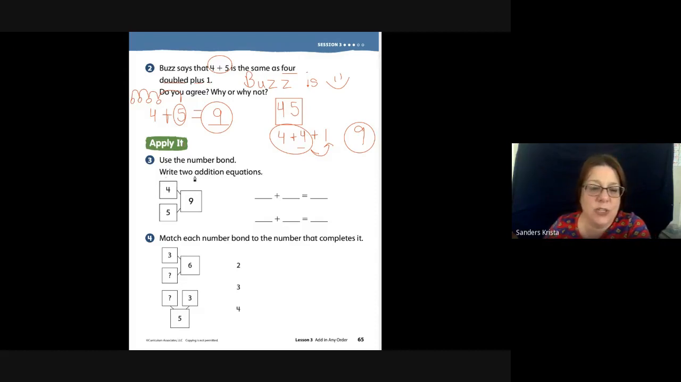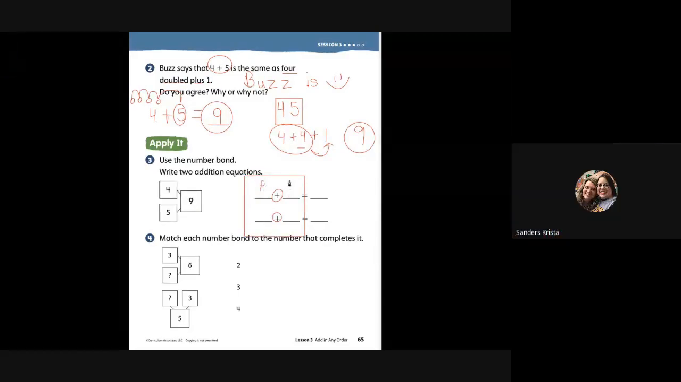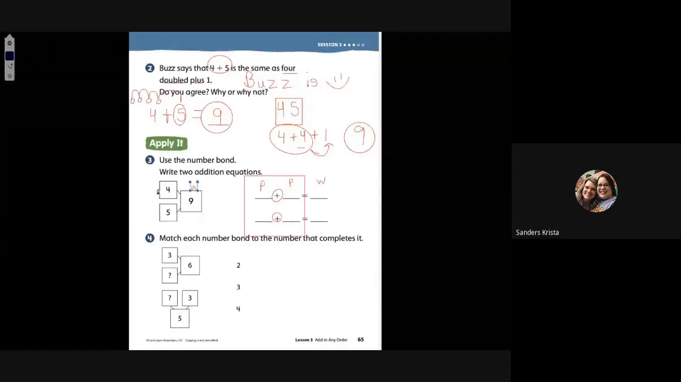Number three, apply it. Use the number bond to write two addition equations. Okay, you know my rule. We have to label a part, whole. So if we have a plus symbol, that means that everything around it has to be a part. So this is a part. And this is a part. And a part plus a part equals the whole, right? Over here, 9 is your whole, 4 and 5 are your parts.